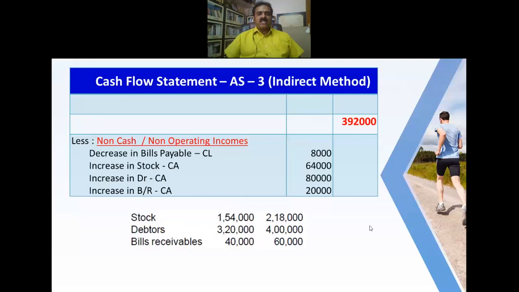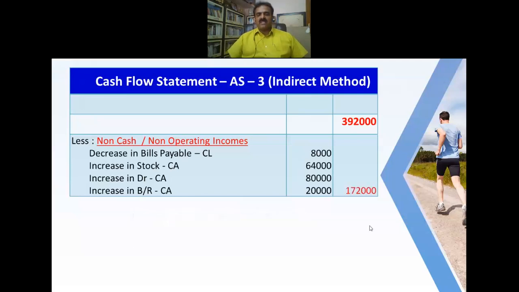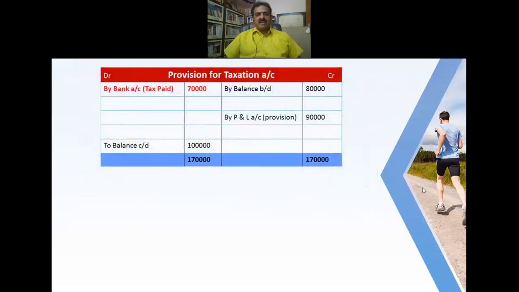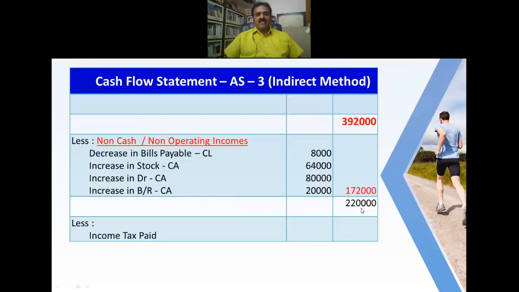So what is the total of deductible items? That comes to 1,72,000. Now deduct this 1,72,000 from 3,92,000. So 3,92,000 minus 1,72,000 comes to 2,20,000. And finally deduct the income tax, and income tax paid is given as 70,000 rupees. This 70,000 rupees is to be deducted, then you will get 1,50,000.